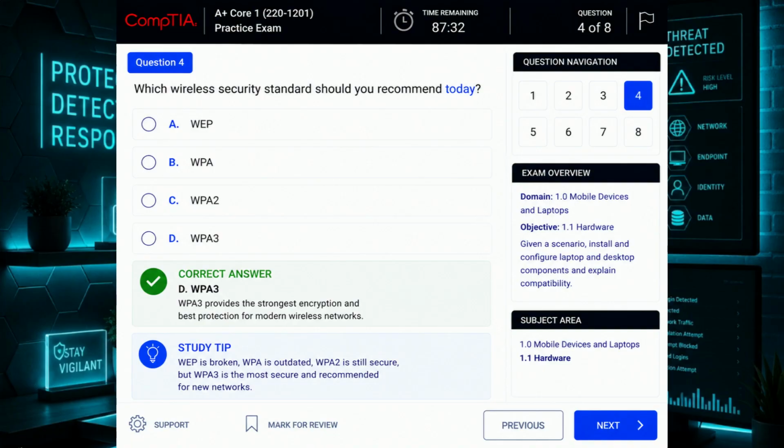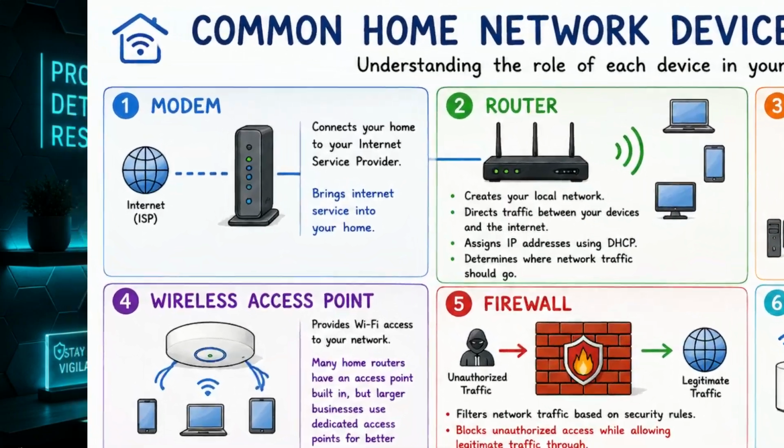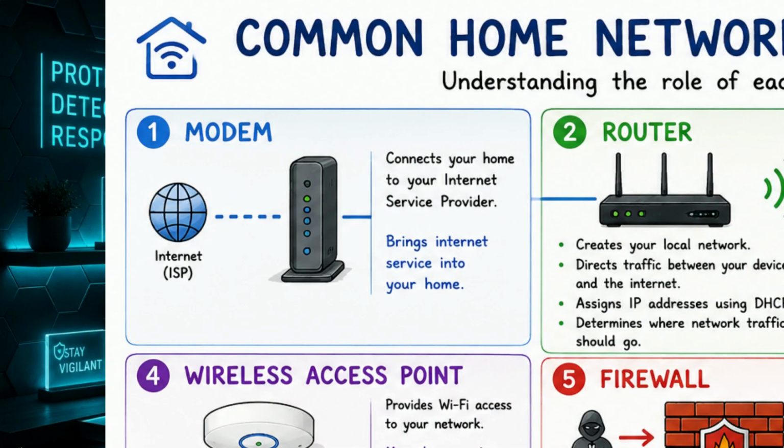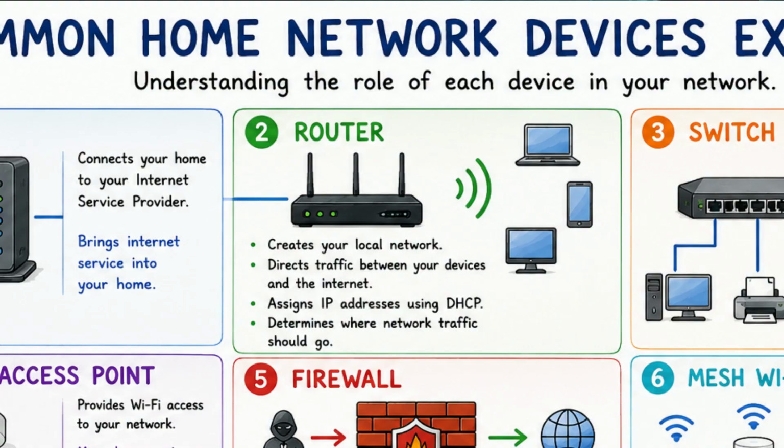Now let's talk about network devices. People often confuse the devices found in a home network, so we're going to clear some of that up. A modem connects your home to your ISP. Think of it as the device that brings the internet service into your home. The router creates your local network and directs traffic between your devices and the internet. It also assigns IP addresses using DHCP and determines where network traffic should go.